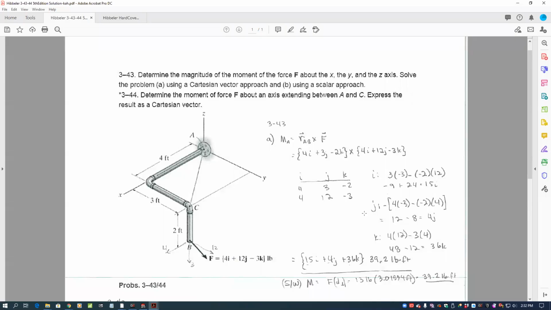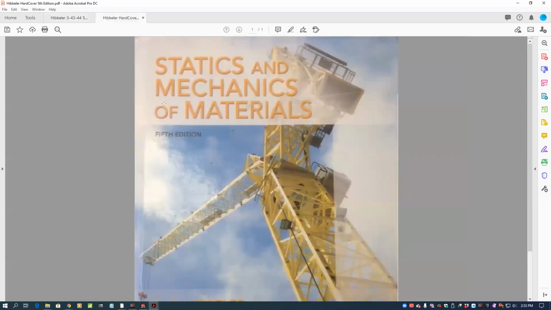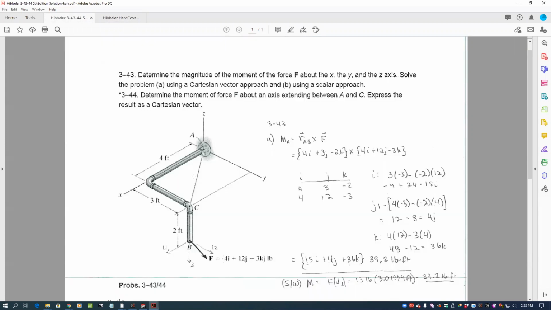Good afternoon. Let's use problem 3-43 and 3-44 from Hibbeler's Statics and Mechanics of Materials, 5th edition. Let's solve it both manually, and then we'll check our solution using the CAD system. We use SolidWorks in this case.